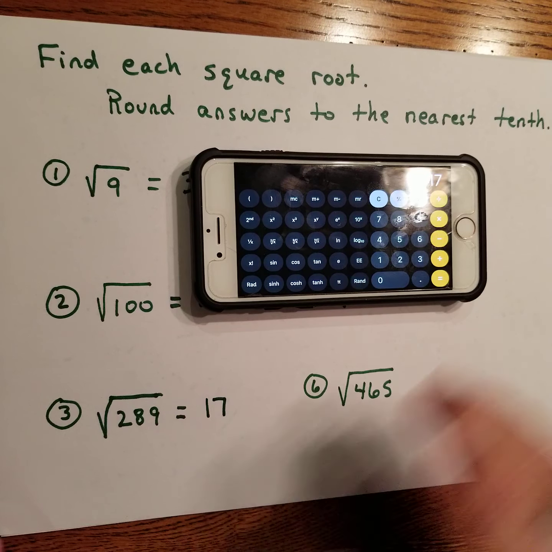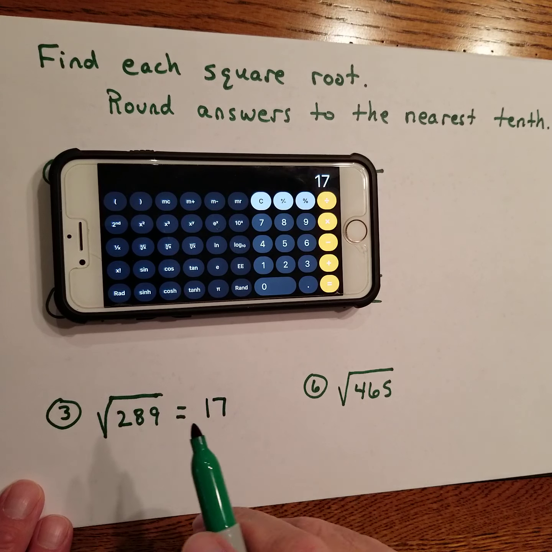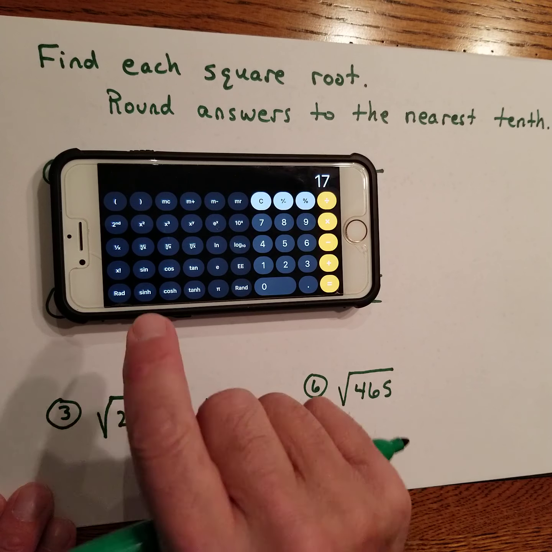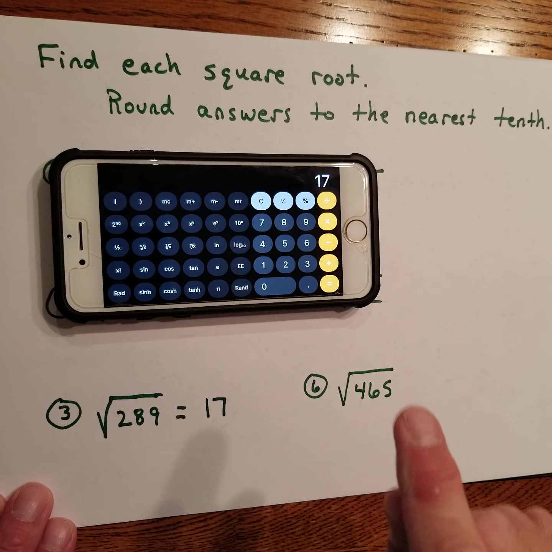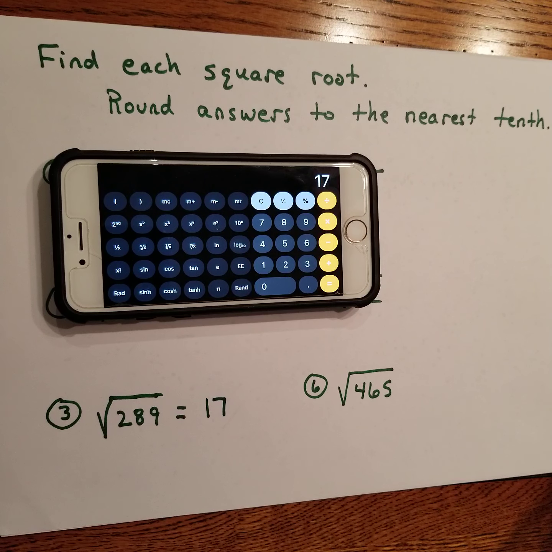Now on your calculator, you might have to type in the square root button first. You might hit square root and then 289 and then hit equals in order to get that answer of 17.